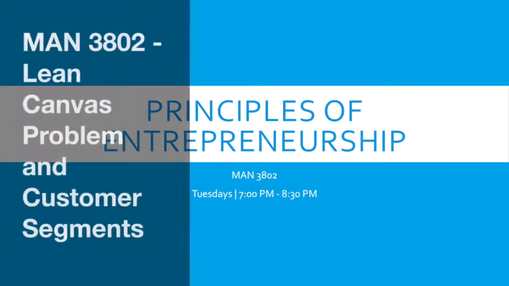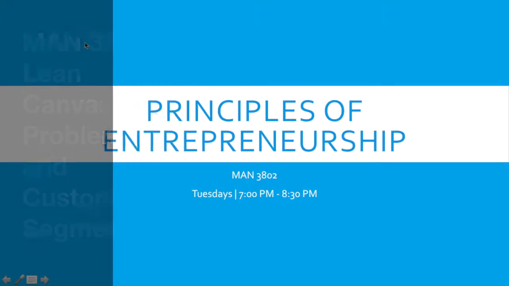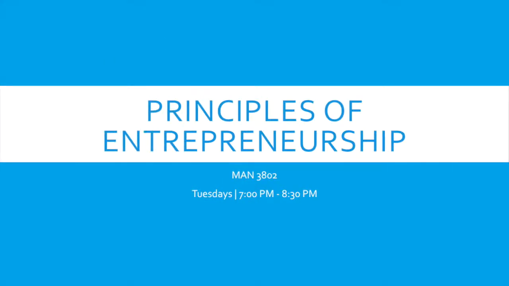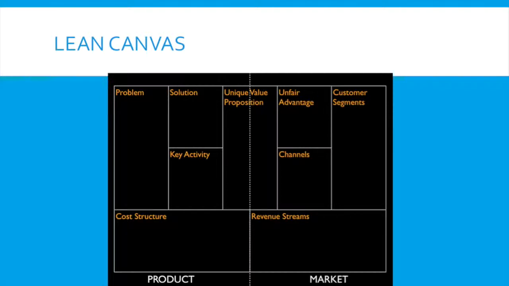So today we're going to be covering the Lean Canvas. We're going to be talking about the two main points of the Lean Canvas, which is the problem and the solution.